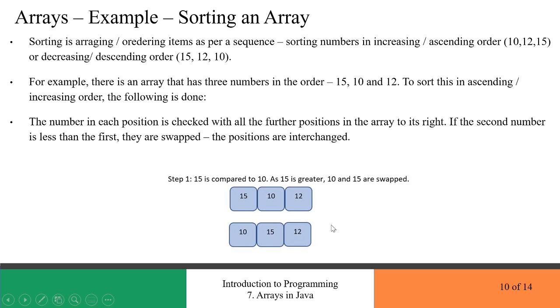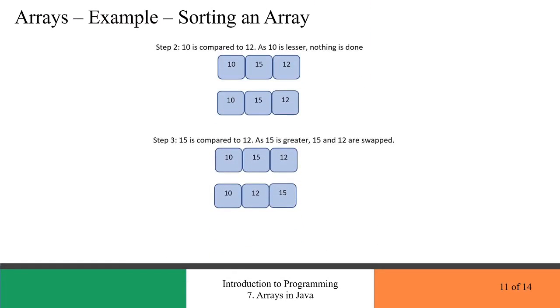As part of the next step, the element at position 0 is compared to the element at position 2. That is, 10 is compared to 12. But as 10 is lesser than 12, they are in the right order, so nothing is done. Now, position 0 has been compared to all of the elements to its right. The next step is to go to position 1.